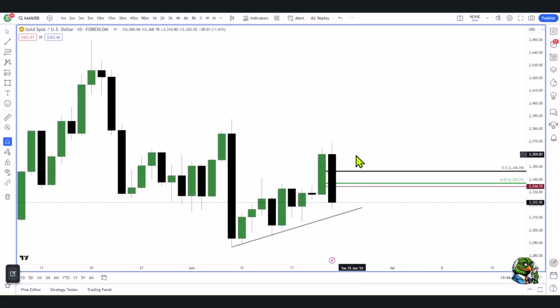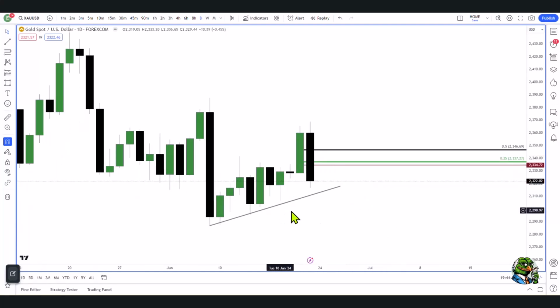Or do we first go down? Does Monday, Tuesday continue going down, take out some more liquidity before going back up? Does Wednesday then reverse and go back up, taking out these highs, and back into this inefficiency? That's what you should be learning.